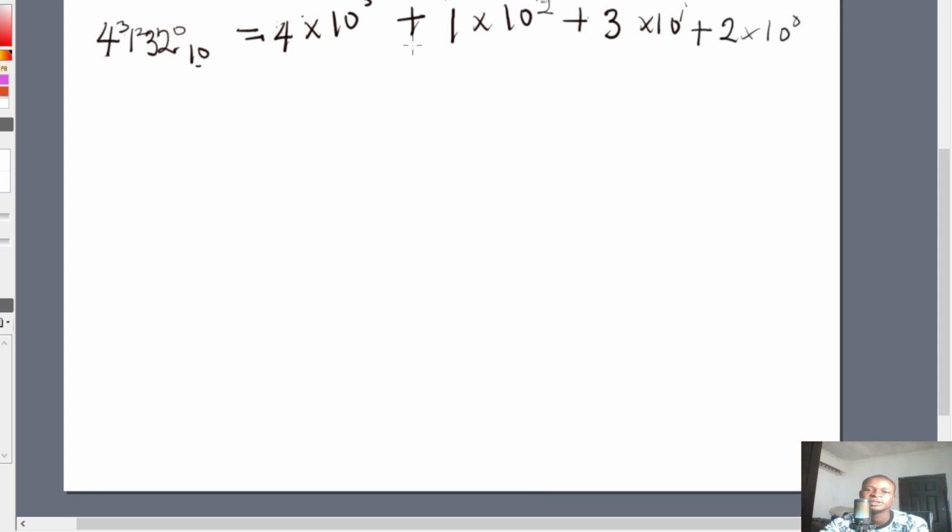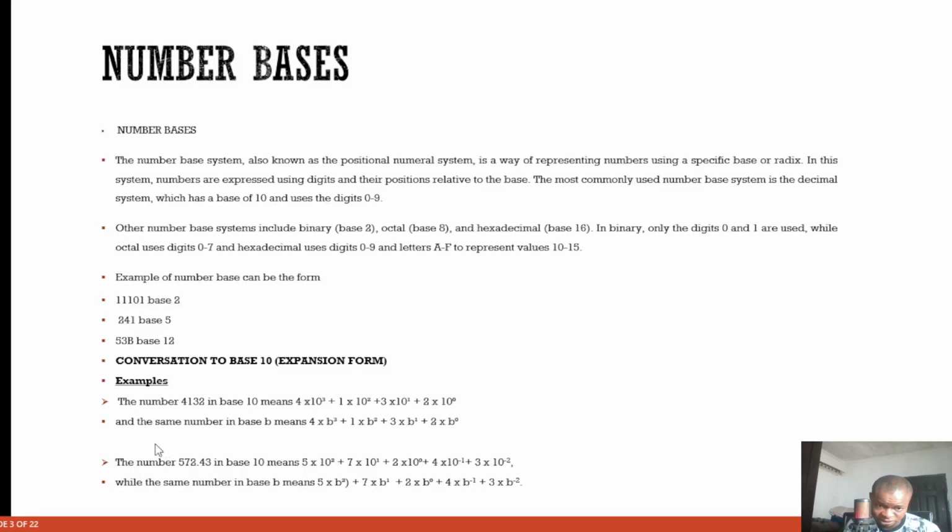So by doing this, we have used expansion form. We have just extended the number base system. So this is the first approach to use in order to convert to base 10. Although it's in base 10 already, we still use this to show us how to convert to base 10. So basically we have this. If we have this, we can do the same thing to the second one. Here we have base B, and you can see that I did the same thing for this.